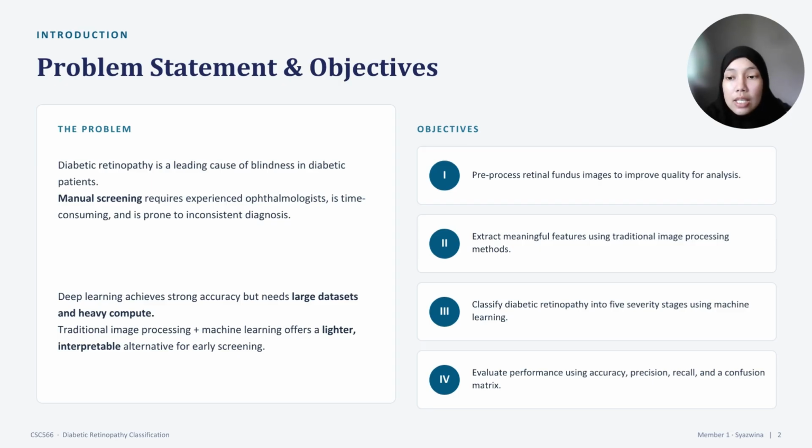So the first objective is to pre-process retinal fundus images to improve their quality. The second objective is to extract meaningful features using traditional image processing methods. And the third objective is to classify diabetic retinopathy into 5 severity stages using machine learning. And lastly, the system is evaluated using accuracy, precision, recall, and a confusion matrix.